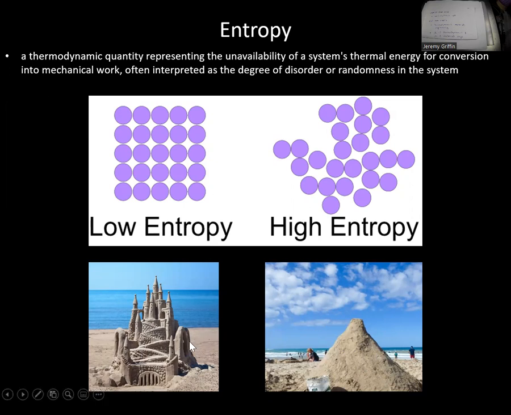Right? It's just statistically, there's only very small ways for the left picture to happen, but many, many, many ways for the right picture to happen. And so it'll tend to happen that way. And the same thing happens with heat energy.